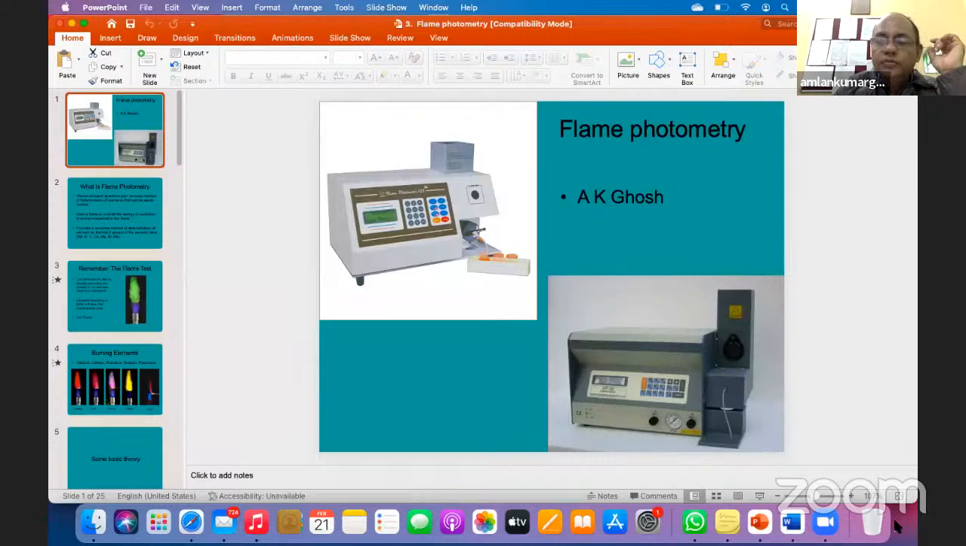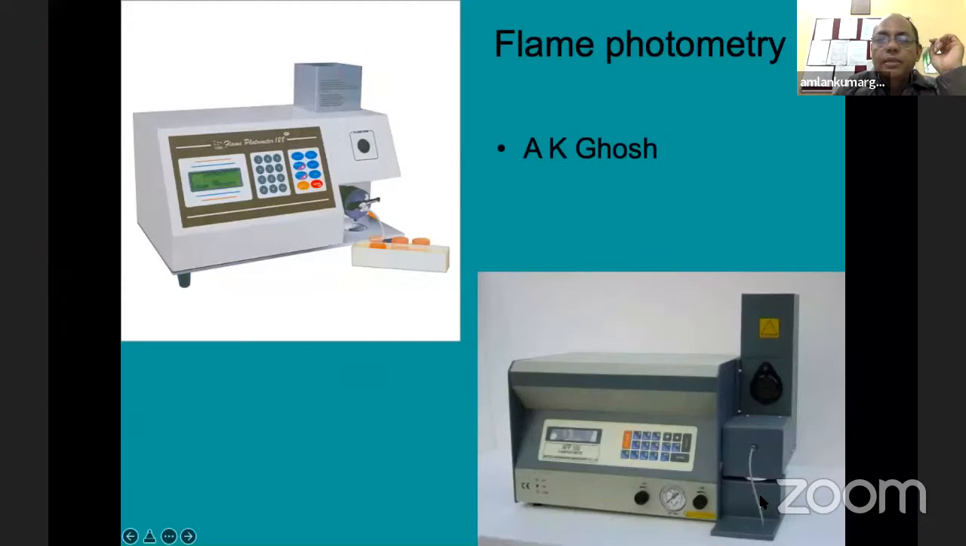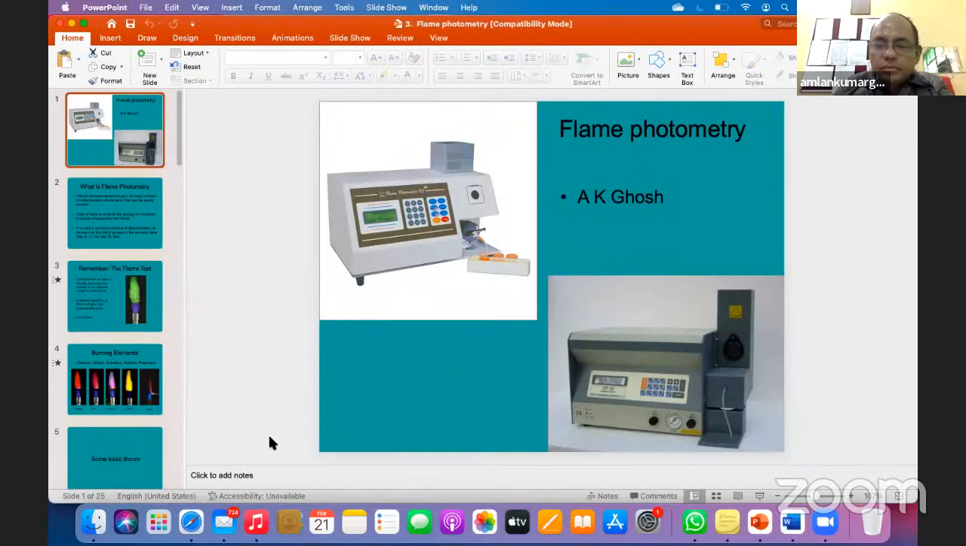Now I was telling you of the emission methods. The first emission method, the simplest one, is the use of flame photometer.